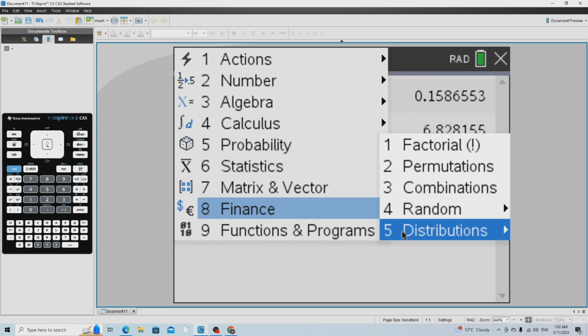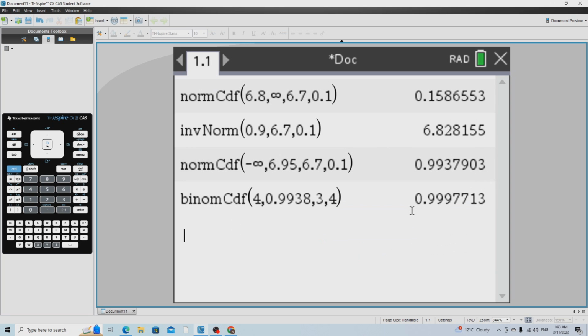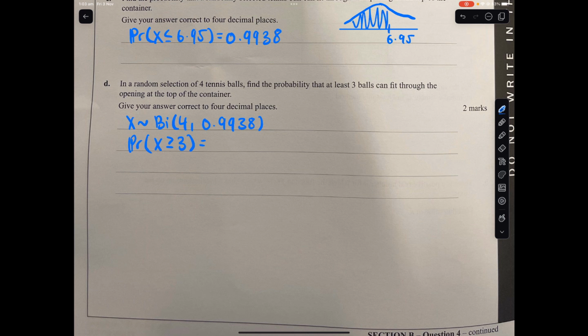Menu, go to probability distribution, go to binomial CDF. The number of trials is 4. Probability of success is 0.9938. Your lower bound is 3, and your highest bound is 4. Okay, and we get this. Is that right? So from 3 to 4. Perfect. Let's write that down. So it's 0.9998.